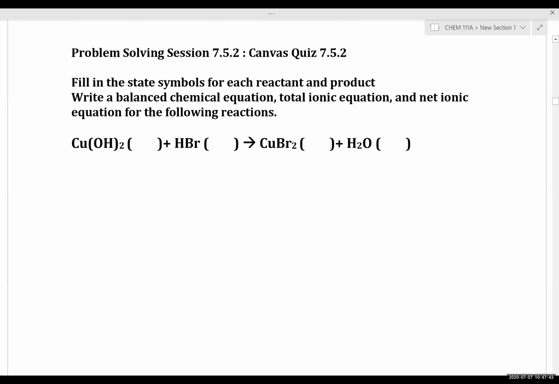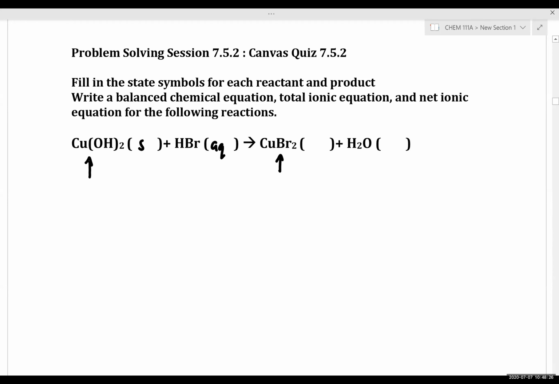So let's discuss this example now. Copper hydroxide. Hydroxide salts, are they generally soluble or insoluble in water? Insoluble, so we put a solid symbol. Hydrobromic acid. Acids, are they typically soluble or insoluble in water? Soluble, so they get an aqueous symbol.